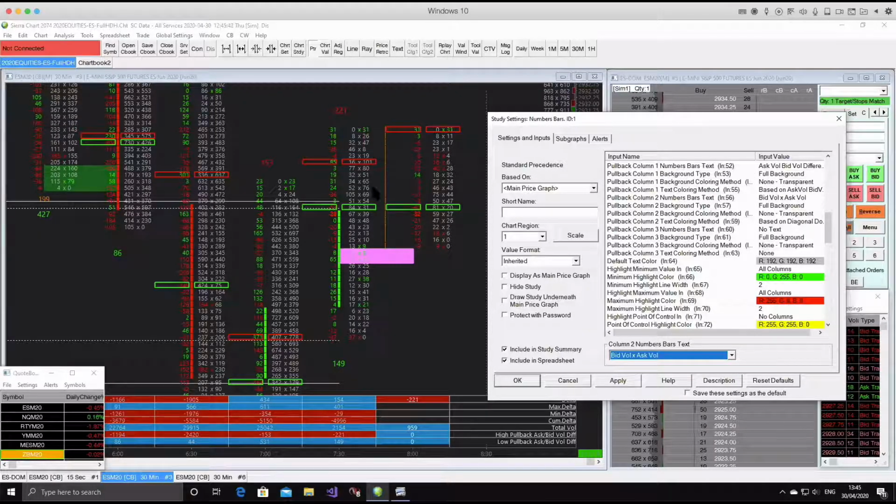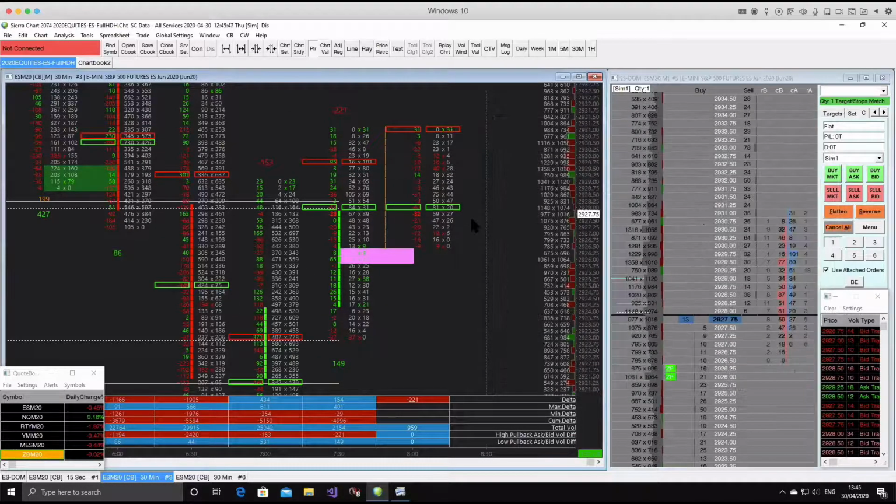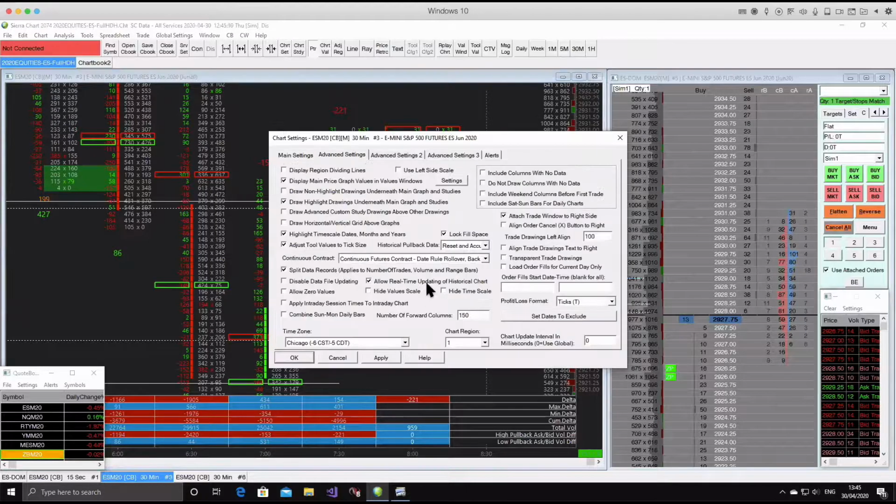Now, in order to capture the data for the pullback column, within chart settings, I have to enable, here we are, in advanced settings, historical pullback data. And look how they've hidden this away. It's right in the middle of this dialog box. So the options are don't accumulate this, or reset and accumulate every time we make a new high or low, or reset and accumulate if we make a new high or we touch the existing high.